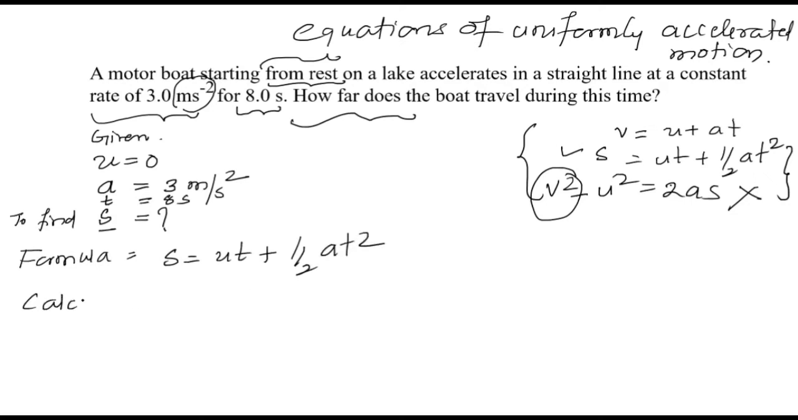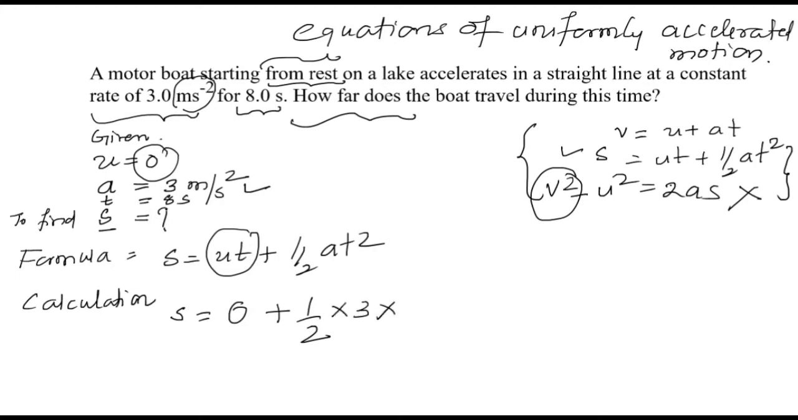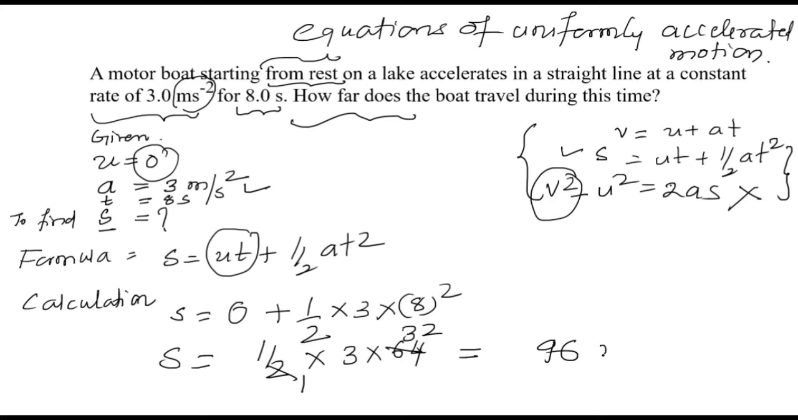Therefore our calculation is s equals u is 0. Since u is 0, the entire ut becomes 0, plus 1 upon 2, a is 3, into 3, and t square. t is 8, so 8 whole square, right? That is equal to, s is equal to half into 3 into 64, right? 2 ones are 2, 32 threes are 96 meter.